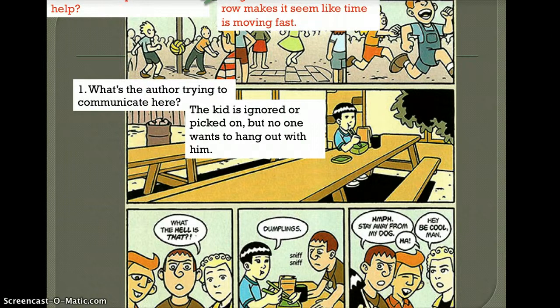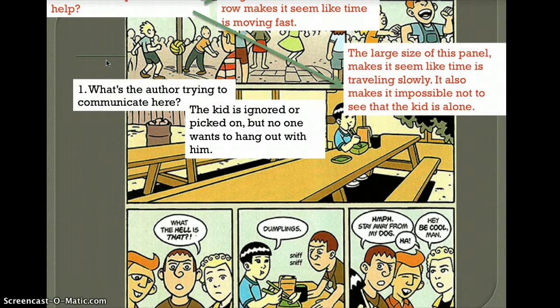Then I look at the second row and I see that this panel is the same size as these 3 combined. And so it seems to me in that panel, the large size of it makes it seem like time is traveling slowly. Also, because the panel is so large, it's impossible not to see that the kid is alone. So now I'm ready to look at the third row. Third row seems to go back to normal, right?